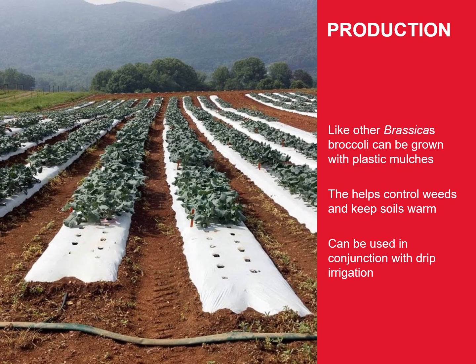So like other brassicas, broccoli can be grown with plastic mulches, so this helps to control weeds, but it also helps to keep soils warm, particularly for the early plantings. It can be used in conjunction with drip irrigation, which is a much more efficient type of irrigation than broadcast spray and overhead irrigation.